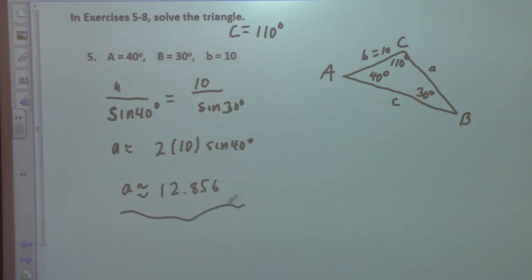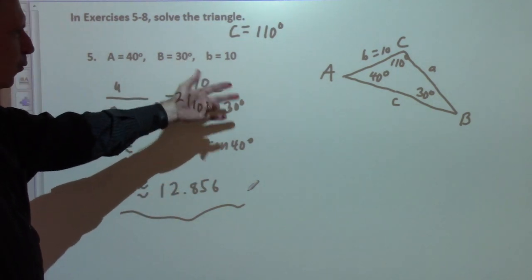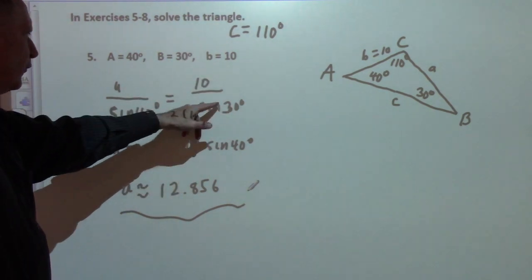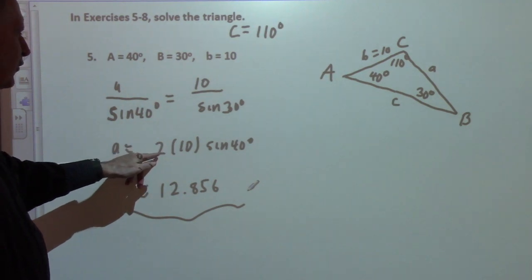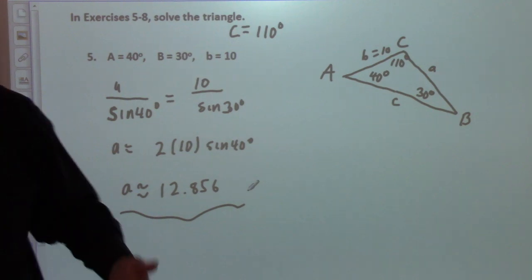Where did I get this 2 from? I don't know, that's not how I did it. It has to do with the unit circle, right? Because I know the sine of 30 degrees is what? 0.5, right? And I know dividing by 0.5 is the same as multiplying by 2. So that's where it comes from.